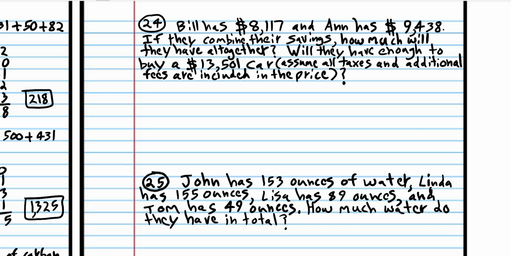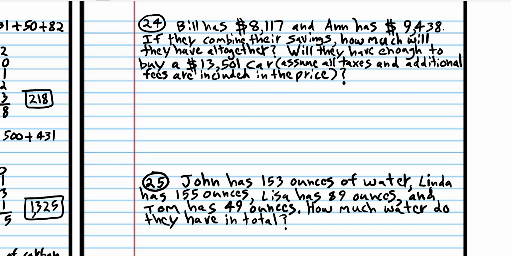Right now we're back. Let's read it together real quick. Bill has $8,117 and Ann has $9,438. If they combine their savings, how much will they have altogether? Will they have enough to buy a $13,501 car? Assume all taxes and additional fees are included in the price.